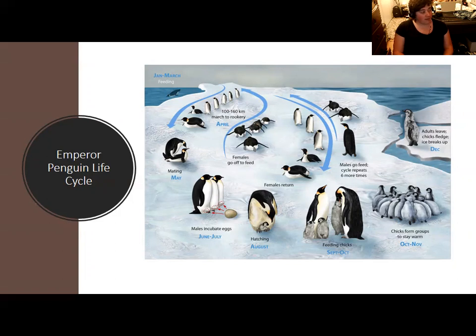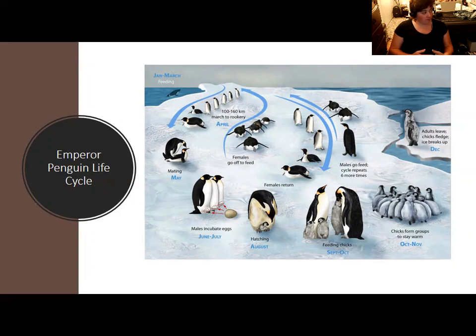bird. As we'll find out, most of the other penguins actually build their nests on the islands where there's actually rocks and soil and some plants. But emperor penguins have evolved to deal with this. The eggs will usually hatch in August. And remember, June, July, August is the dark polar winter.